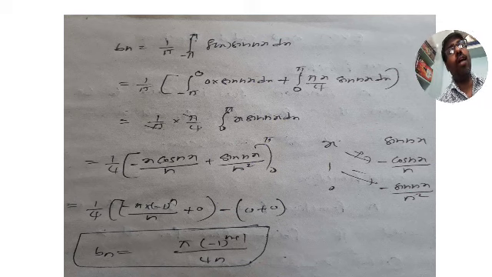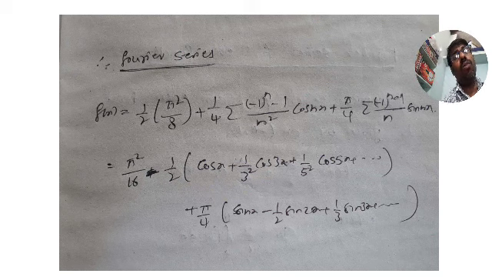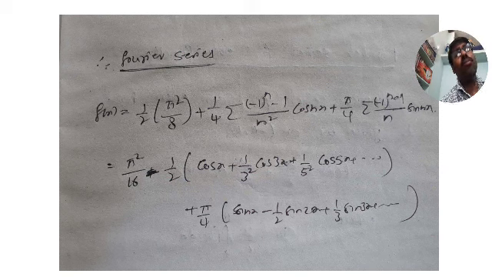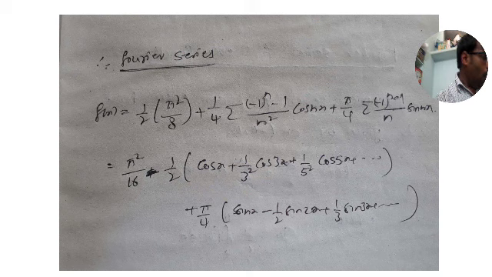Now a naught, an, bn values we are able to find. Now substitute in the Fourier series. This is where we are substituting: f of x is equal to 1 by 2 into a naught. A naught is pi squared by 8, plus 1 by 4 sigma minus 1 whole power of n minus 1 by n square into cos nx, plus pi by 4 constant, sigma minus 1 whole power of n plus 1 by n sin nx. Sigma means here sigma n is equal to 1 to infinity.